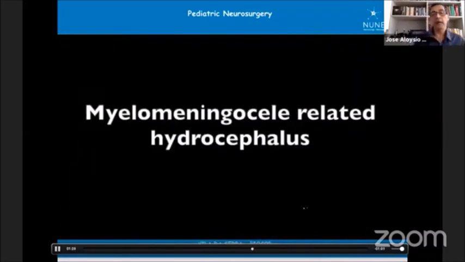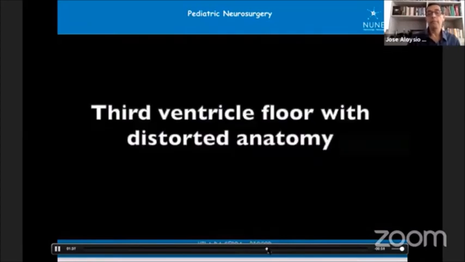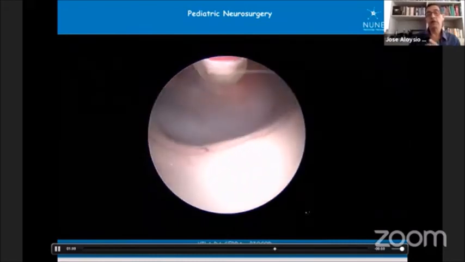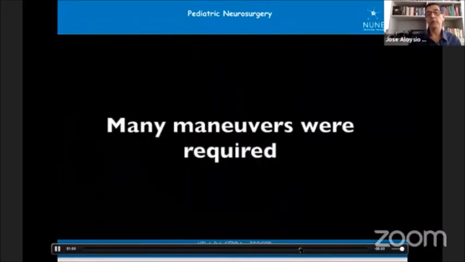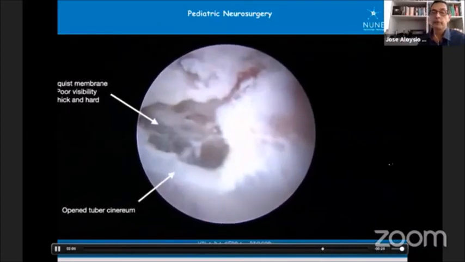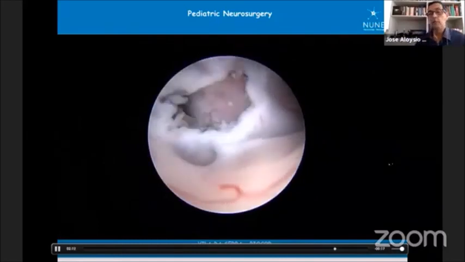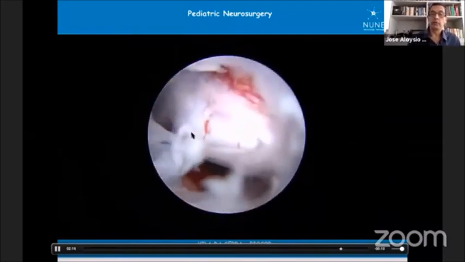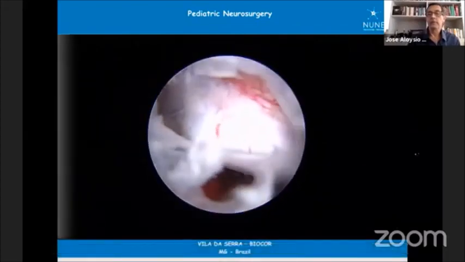And here is another case, a myelomeningocele case, where the tuber cinereum scenario was completely different, as we see, and the anatomy was distorted, and it was very difficult and very hard to understand the anatomy and to open the tuber cinereum, and we needed many other maneuvers to open the Liliequist membrane. So this is what we need to explain what's the difficulty for the surgery. We must be sure that the cistern is open.